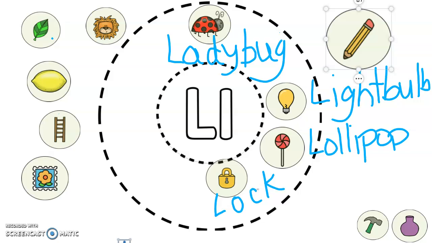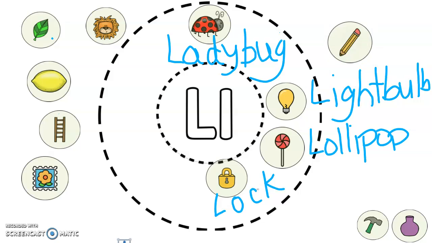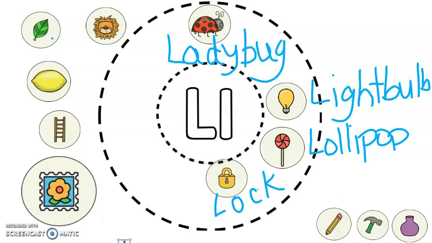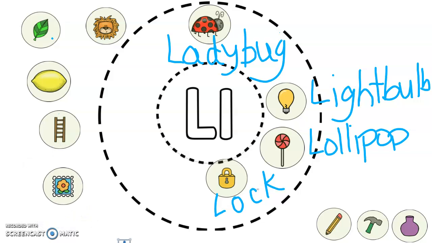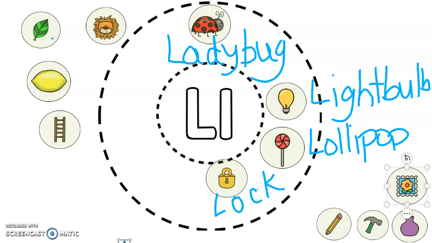All right, our last picture on this side. Pencil. Does pencil start like ooh? No, it starts like P. So we'll put it down at the bottom. I don't want that one. All right, let's come over here to this picture I have at the bottom. That's a stamp. Do I need to put it on my chart for ooh? Yes or no? No, that starts like S for stamp. So I'm going to move it off to the side.